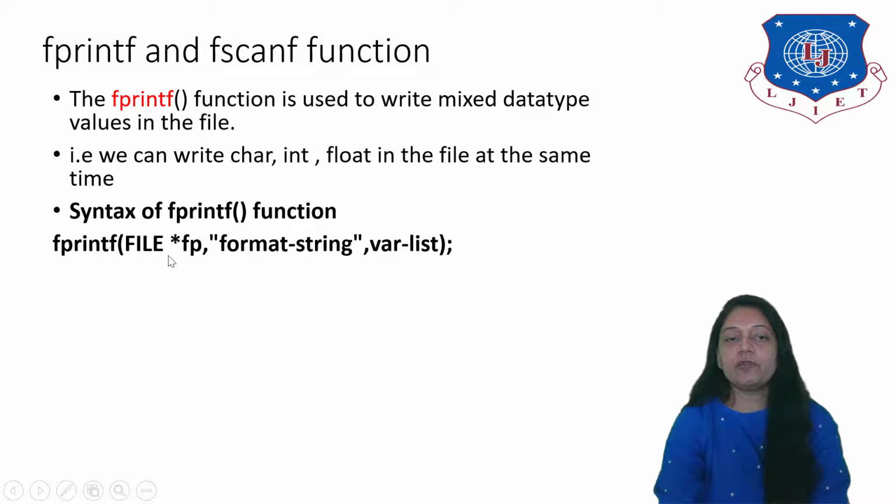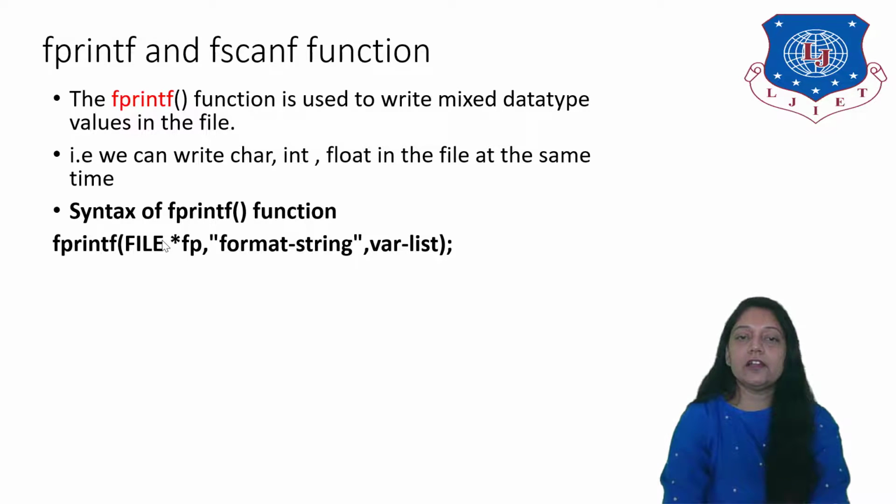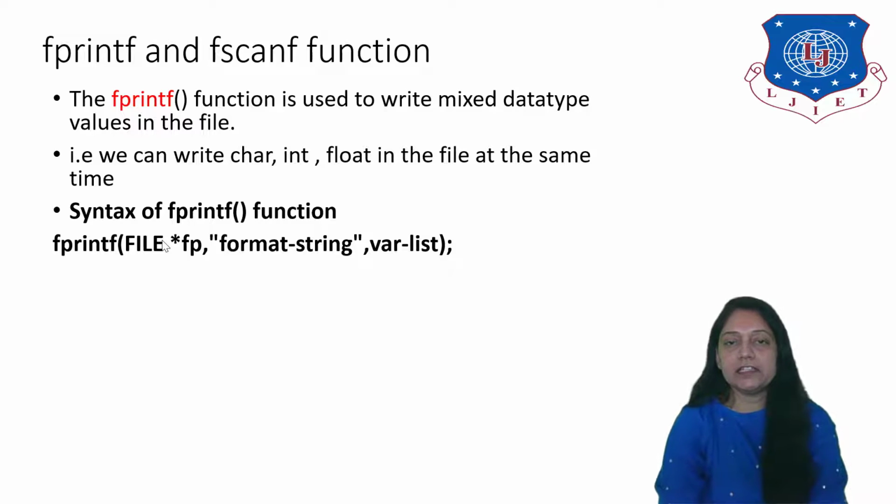What is the syntax of fprintf? Now here in fprintf we have three arguments. The first is the file pointer. The second one is the format string, meaning just like in printf we were giving a control string like %d, %f and so on. Similarly, you need to specify the formatting, that in what form you want to store the data inside the file.